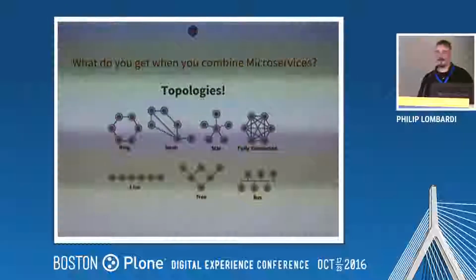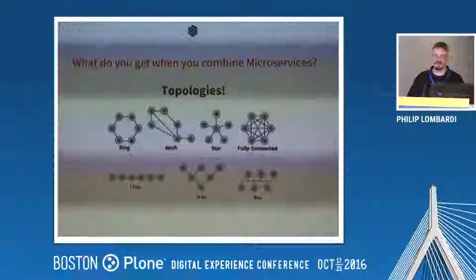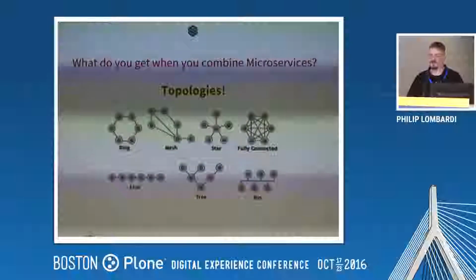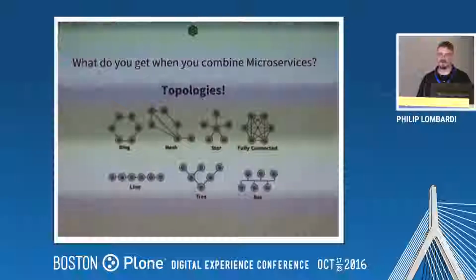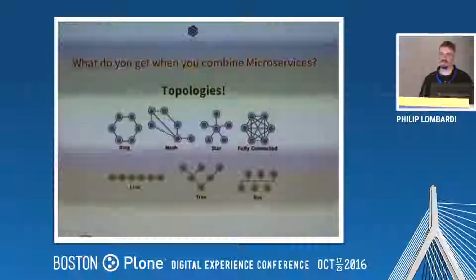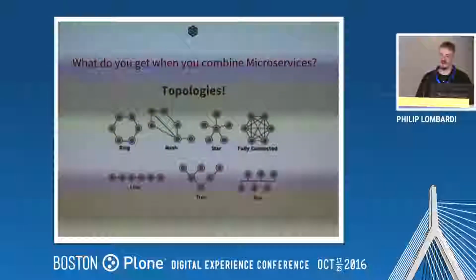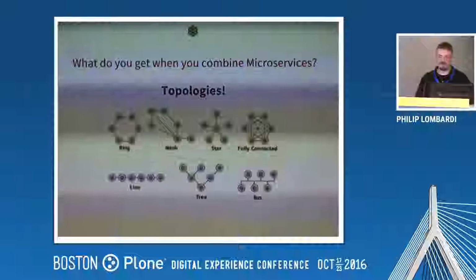What do you actually get when you're combining these microservices? In reality, it's a topology. We're all pretty familiar with topologies if we work on distributed systems at all. You have rings, meshes, stars, lines, trees, buses. And then there's the fully connected topology, which is basically everything talks to everything. There is one-to-many communication, many-to-many communication. There are circular dependencies in that communication. There are all things you have to think about.